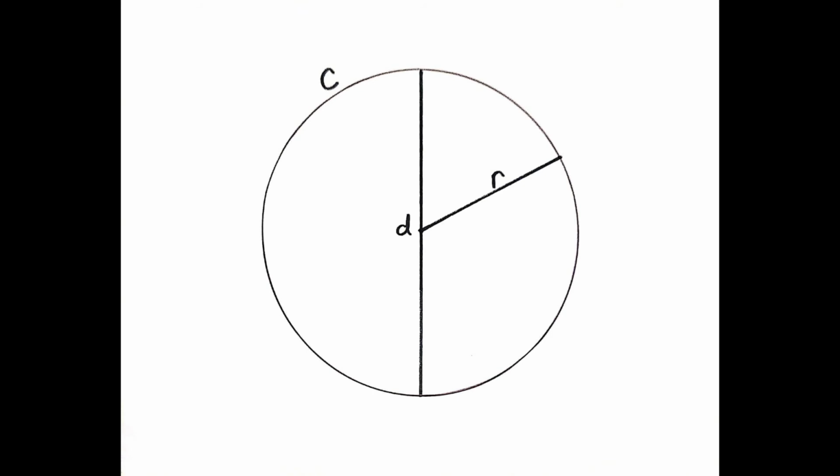You may know from earlier classes that there is a number called pi. Pi is about 3.14, and pi is the ratio of the circumference to the diameter. This means that pi times the diameter equals the circumference. This is going to be important in our derivation of the area formula.